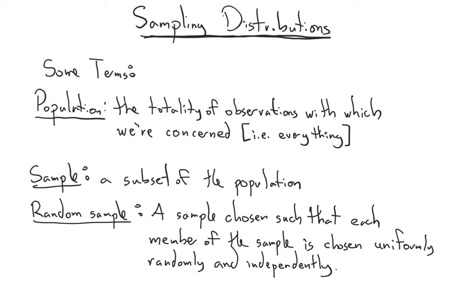So what do I mean by a random sample? Well, I mean that each member of the sample is chosen so that it's uniformly random, which means that each object that you're taking in your sample has the same probability of being picked, and independently. So choosing one object from the sample doesn't affect the probability of choosing a different object in our sample. So we like random samples.